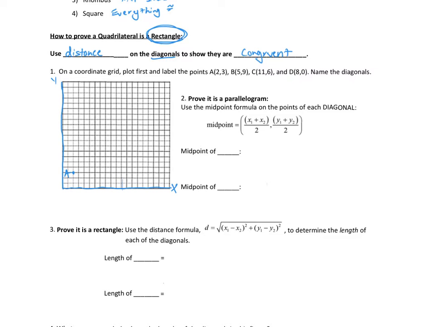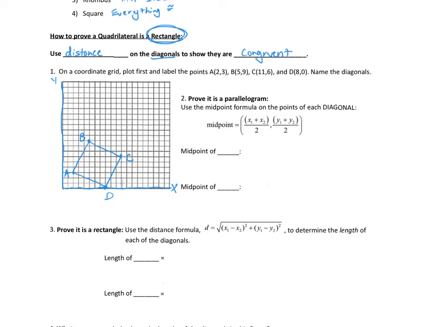1, 2, 3, 4, 5. 1, 2, 3, 4, 5, 6, 7, 8, 9. This is B. The other one is 11, 6. Counting over 11 and up 6. This is C. And D is 8, 0. Counting 1 through 8. So this is D.